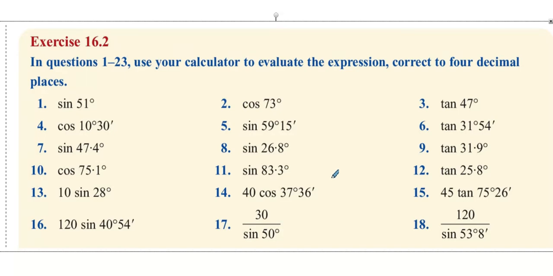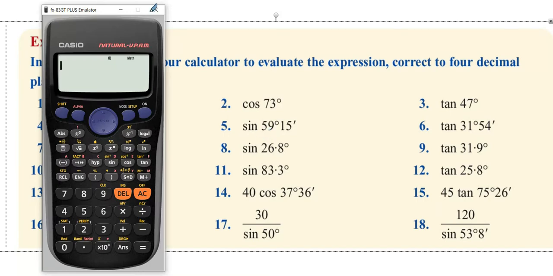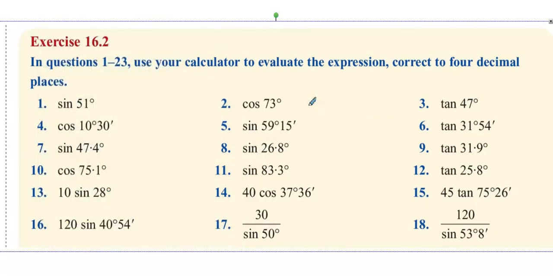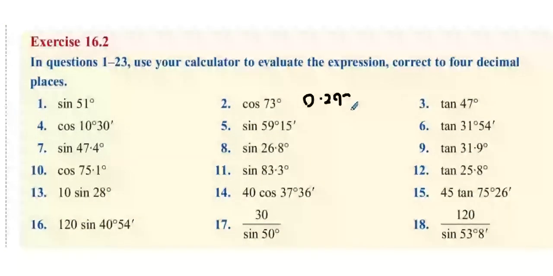Exercise 16.2. This shouldn't take long at all. This is basically just some calculator work. I'll start off with question 2. Make sure your calculator is in D mode, and then you say cos 73. There you go, your answer is 0.29237, but 237 will round off to 2924, so 0.2924.